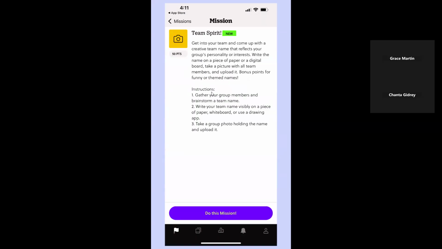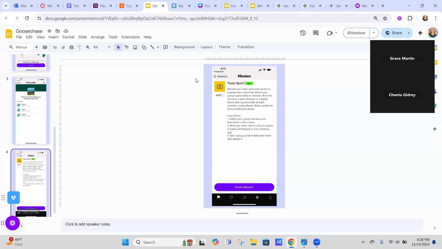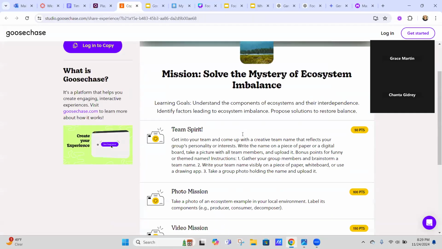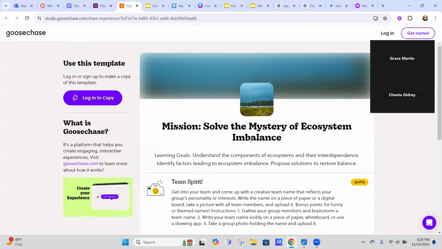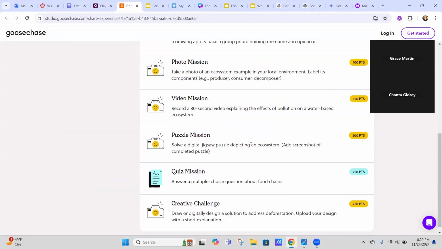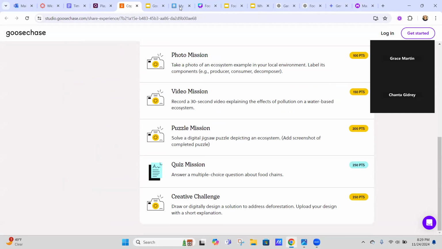And this is what the missions look like on the inside. It has a link where they can do the mission. They just upload a photo and it gives them all of the directions that they need. On the inside of some of these missions, like the puzzle mission, there is a link that takes them directly to the puzzle that they have to complete, because this is opened up as what everyone else can see. If they're not logged in, it doesn't show on the main page.